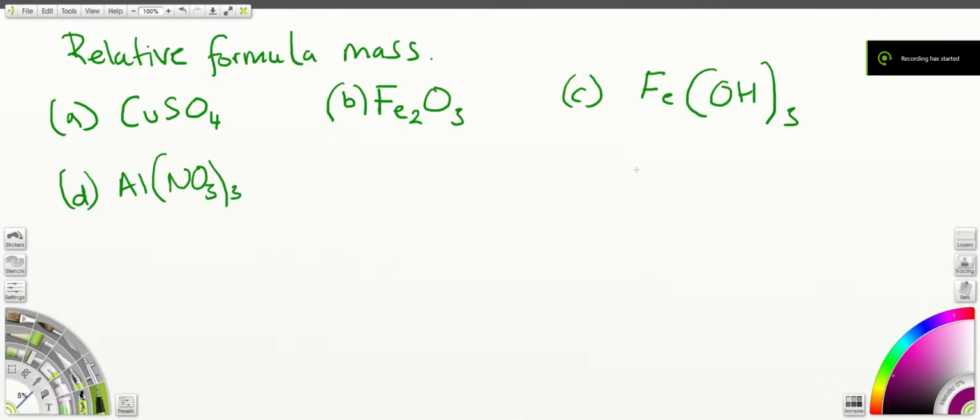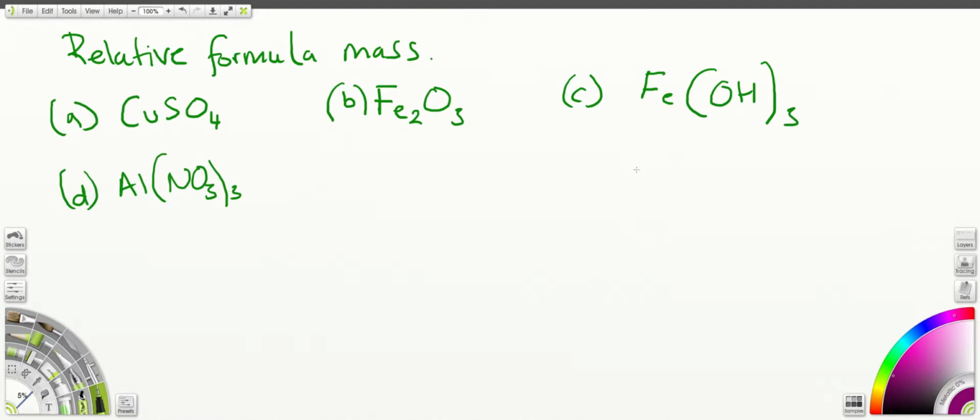Okay, so this is to do with the math section. This is the bit that most people struggle with. It's about relative formula mass. I'm going to answer these questions. The question is, what's the relative formula mass of A, B, C, and D?